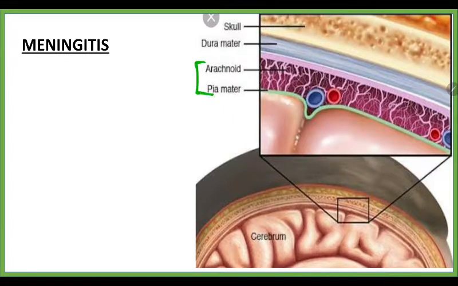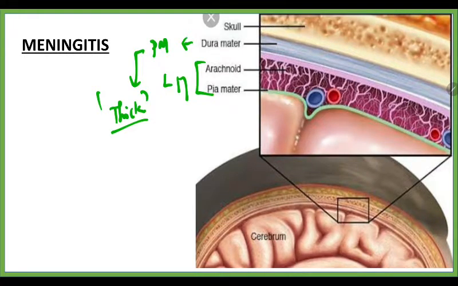meninges. Arachnoid and pia are called leptomeninges, and dura is called pachymeninges. Pachy means thick, therefore dura is the thickest.